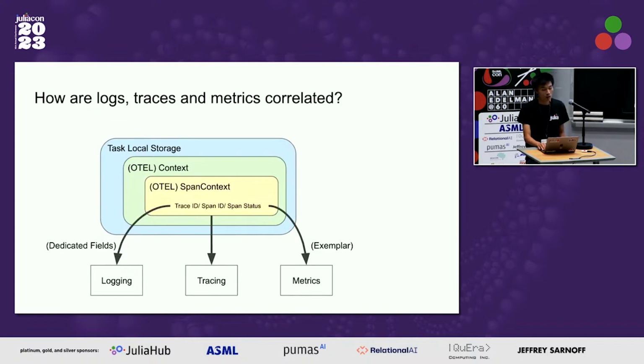Okay, so we have talked about logs and traces and metrics, but how are they correlated? Here, in a standalone Julia process, they are correlated with the trace ID and span ID. For logging, we have dedicated fields of trace ID and span ID. And for the tracing part, the whole span context is included in each span. And for metrics, the span ID and trace ID are included in the exemplar.